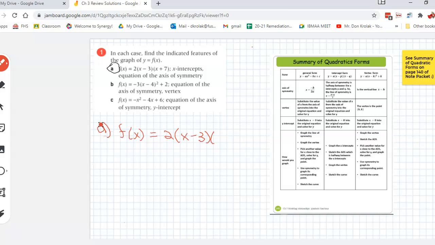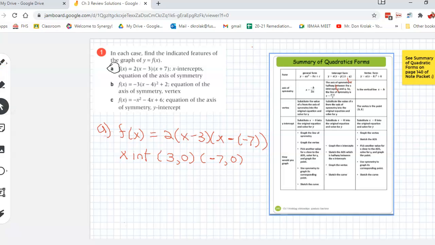Now, if I rewrite that second expression using a minus, that shows me what the other x-intercept is. So to answer this first question, my x-intercepts would be 3, 0, and -7, 0.